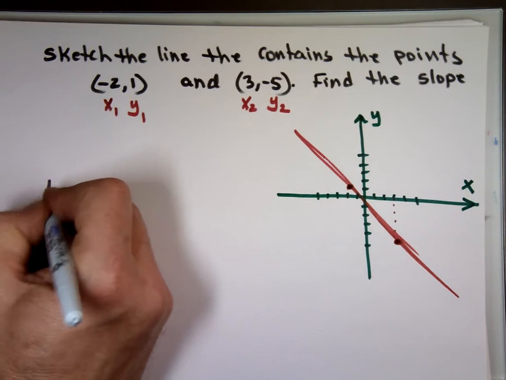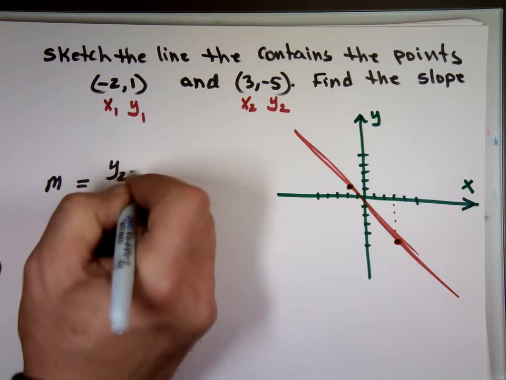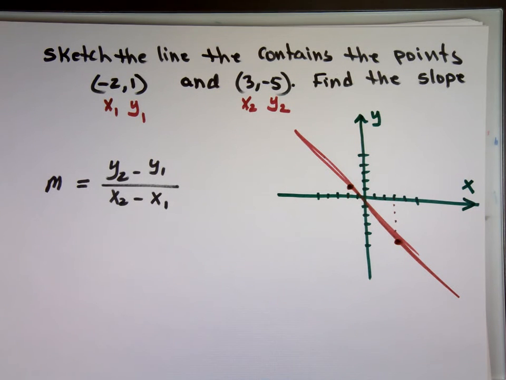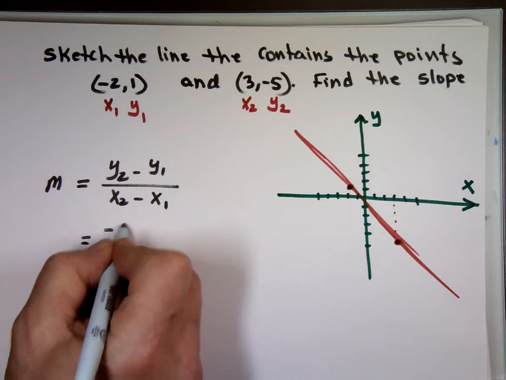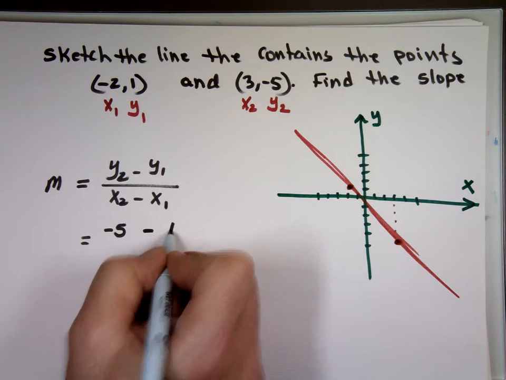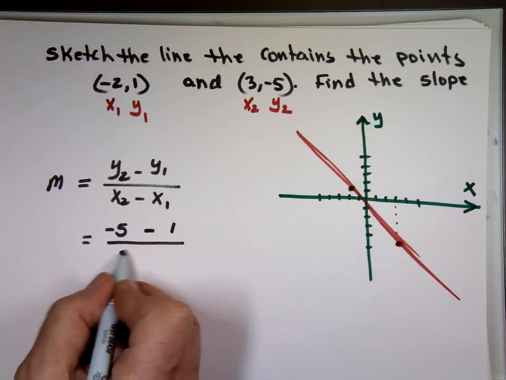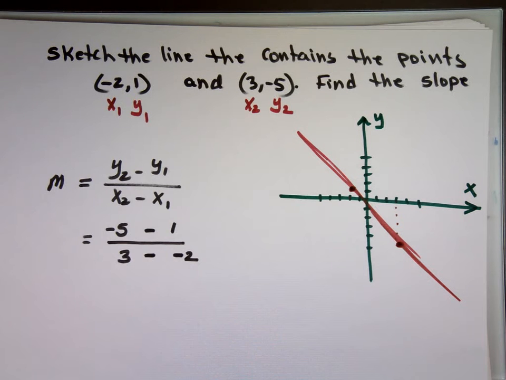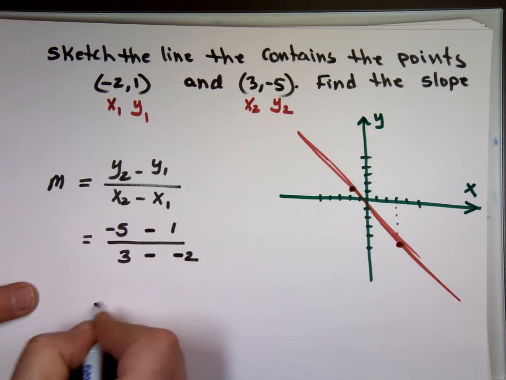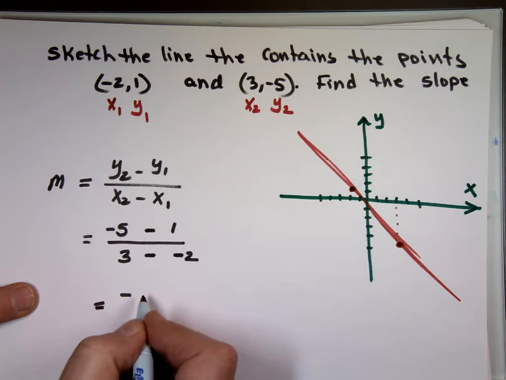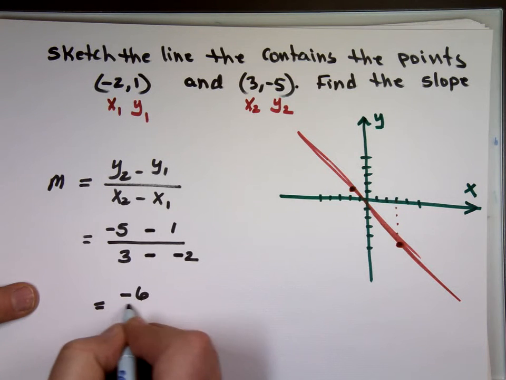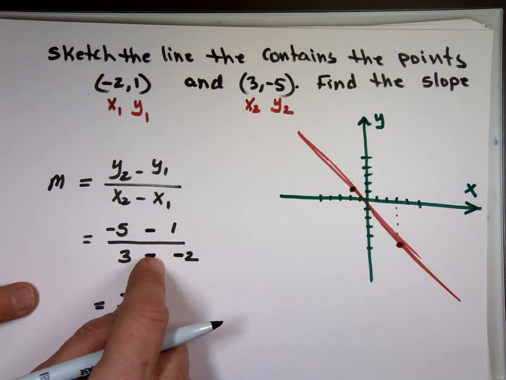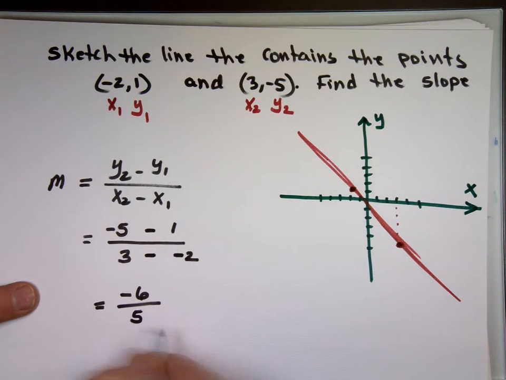The slope m is y2 minus y1 over x2 minus x1. Negative 5 minus y sub 1, which is 1, over x2, which is 3, minus a negative 2. What's negative 5 minus 1? Negative 4. Try again. Oh, how about negative 6? Minus a minus is what? Positive. Plus 3 plus 2 is 5. So my slope is negative 6 over 5.